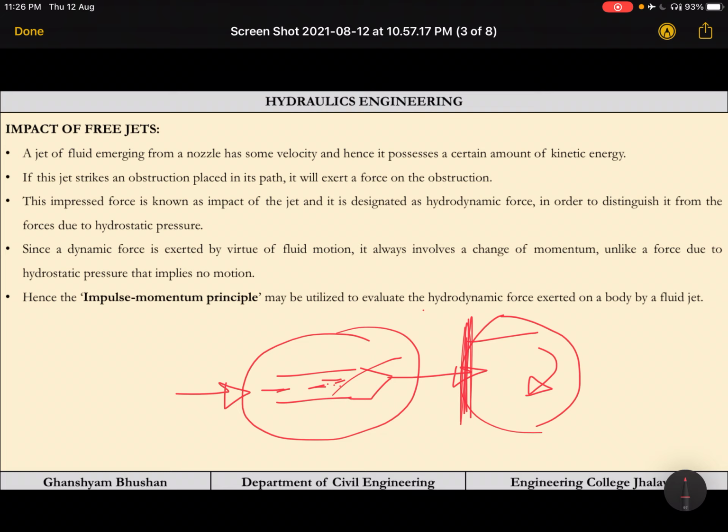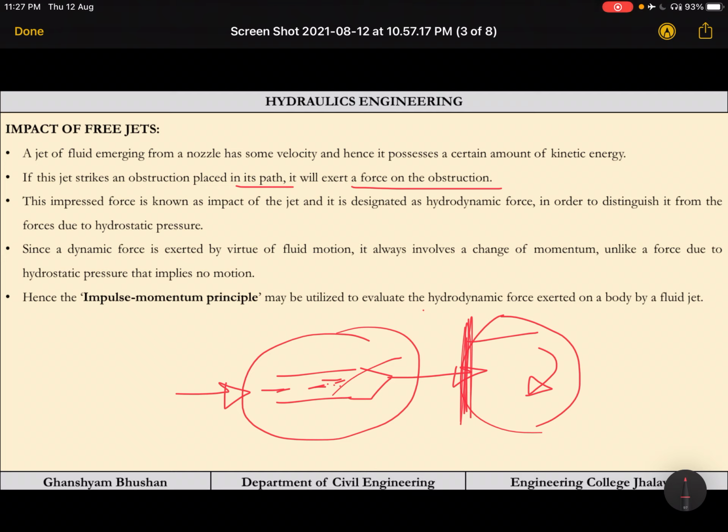If this jet strikes an obstruction placed in its path, it will exert a force on the obstruction. This is very obvious. Let us say, for example, you are running very fast and some obstruction comes into your path. You will hit that obstruction with a force, and that force will be termed as impact. In the same way, we have to see, when water with very high kinetic energy strikes an obstruction, what amount of force it will exert on that particular obstruction.